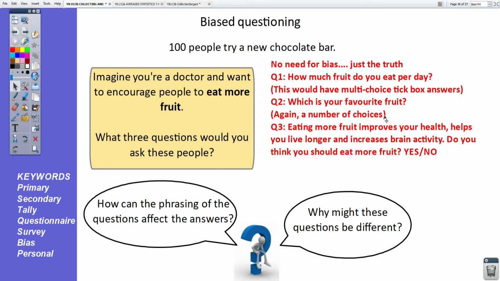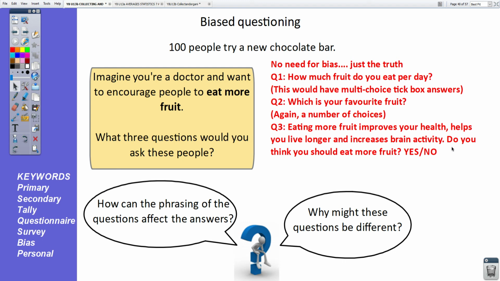Which is your favourite fruit? Again, with a number of choices, including one for other. You should always have a choice for other. And question 3, eating more fruit improves your health, helps you live on longer, and increases brain activity. Do you think you should eat more fruit?